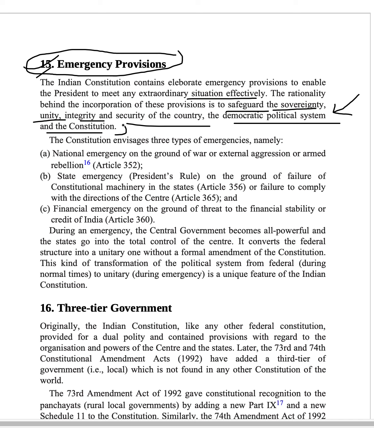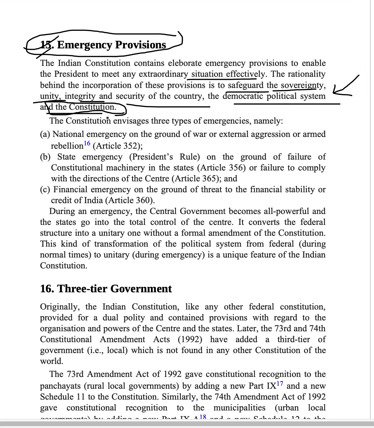And the Constitution. If we are not able to protect our Constitution itself, then all the things will be lost. So these three things are protected.